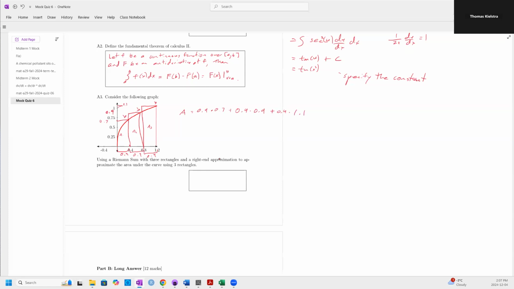we give you the marks because your approximation is reasonable. It's not perfect, but we see exactly what you're doing. You're doing a right end, you're taking those values. And as long as you do the rest of the calculations correct, we give you the marks.